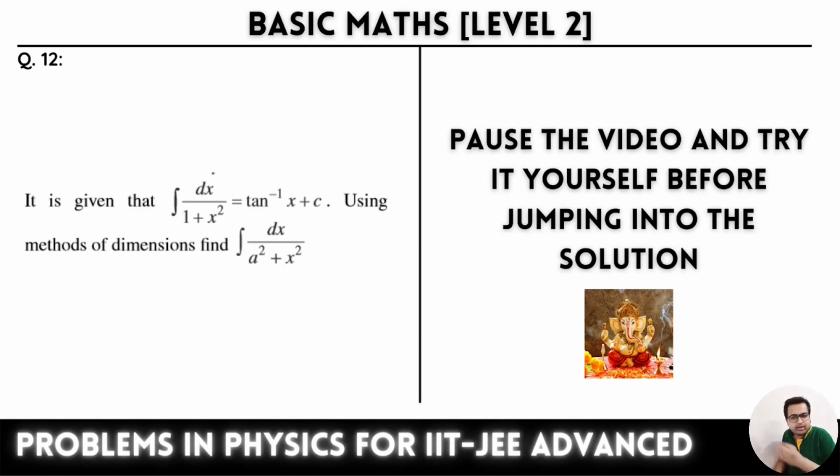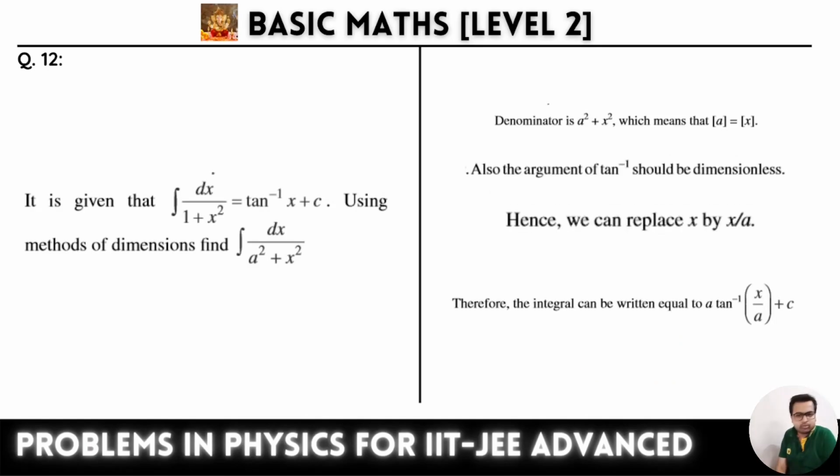See, by direct calculation you can very easily find the integral, but they are telling us to find the integral of dx upon a square plus x square using methods of dimension. So please pause the video and try it yourself before jumping into the solution. Okay, so I hope you have solved the problem. Let's look at how we can solve this integral using the concepts of dimensions. So the denominator is a square plus x square. Okay.